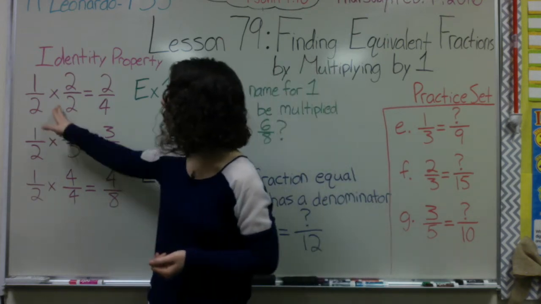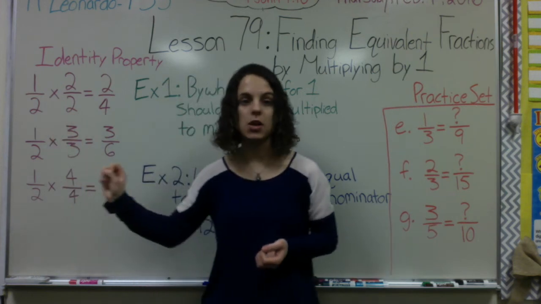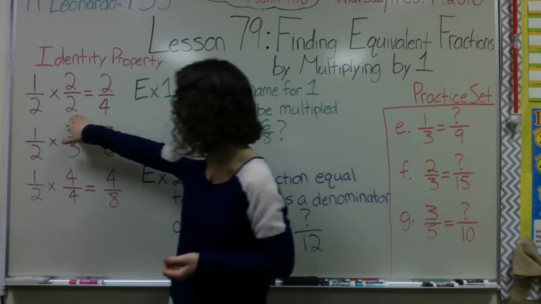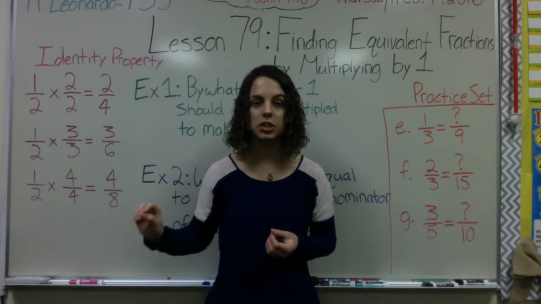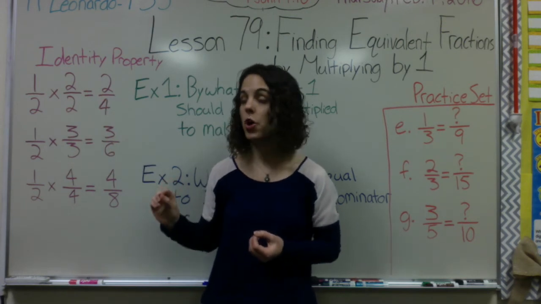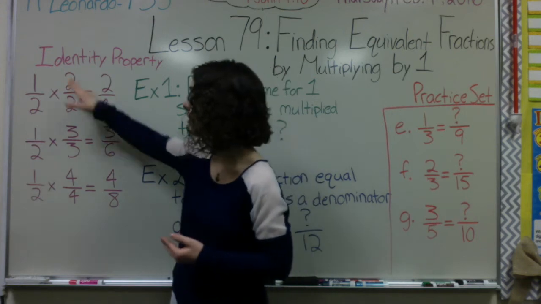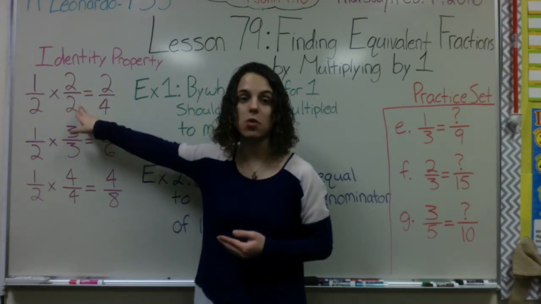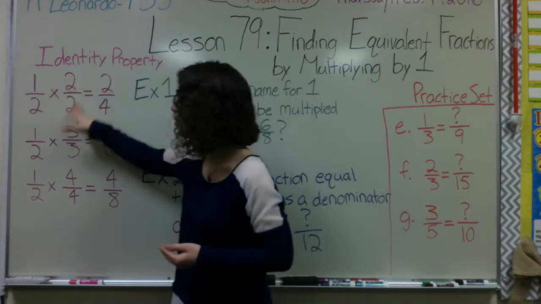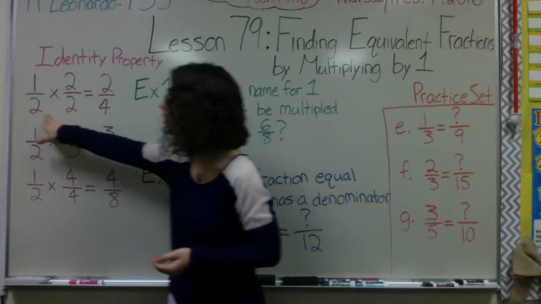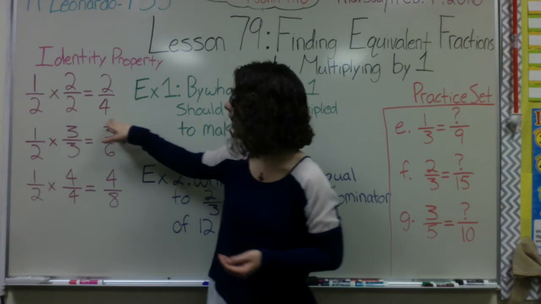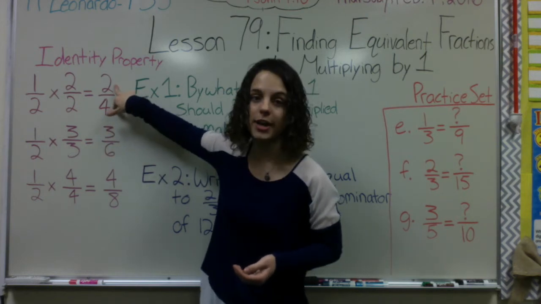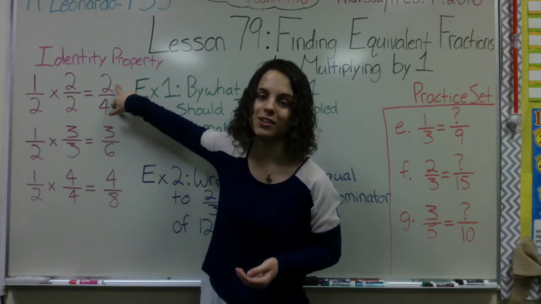So we also know how to write a fraction as a whole number, a fraction as 1. There's an infinite number of ways that we can do that. It's very important to know. As long as I have the same numerator and same denominator, it's going to equal 1. So 2 over 2 equals 1. So I'm multiplying half times 1 itself. My answer is going to look different, but the value itself does not change.